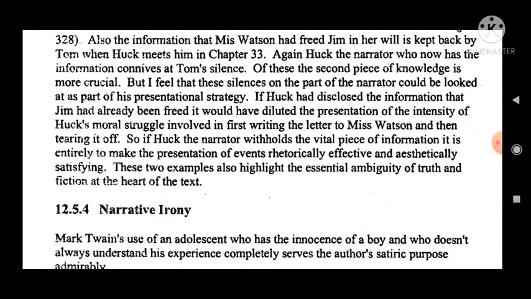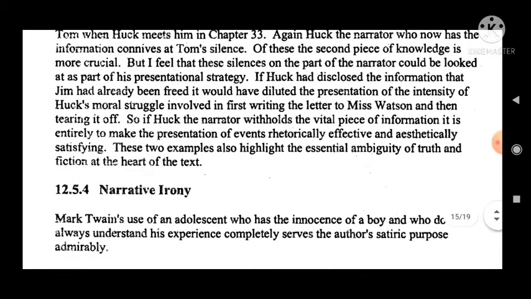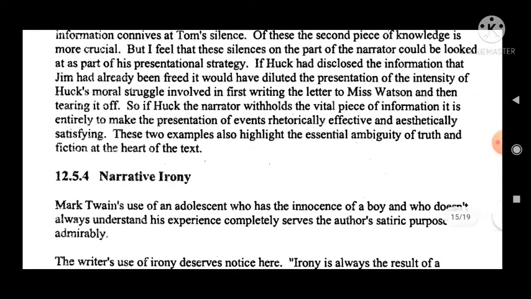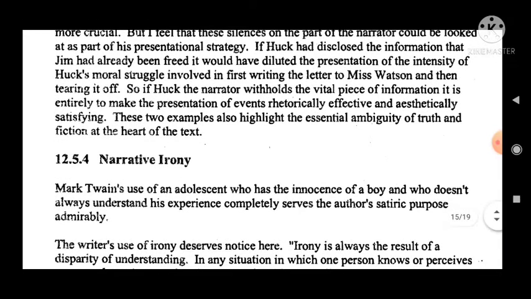Of this, the second piece of knowledge is more crucial, but I feel that this silence on the part of the narrator could be looked at as part of his presentational strategy. If Huck had disclosed the information that Jim had already been freed, it would have diluted the presentation of the intensity of Huck's moral struggle involved in first writing the letter to Miss Watson and then tearing it off. So, if Huck, the narrator, withholds the vital piece of information, it is entirely to make the presentation of events rhetorically effective and aesthetically satisfying.